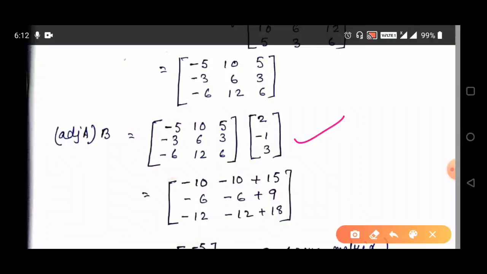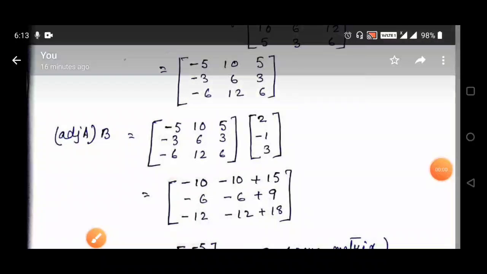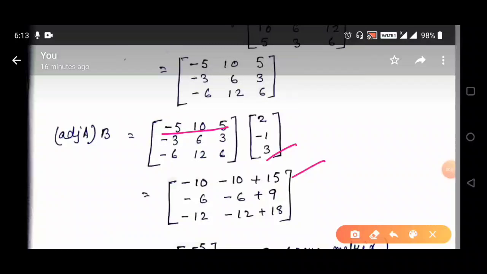Now see, this adjoint A is a matrix of order 3 by 3 and matrix B is of order 3 by 1. So our resultant matrix will be of order 3 by 1. There will be 3 rows and 1 column. Now the first row will be multiplied by this column, so we write it here. The second row will be multiplied by this column, we write it here, and the third row will be multiplied by the column, then we write it here.